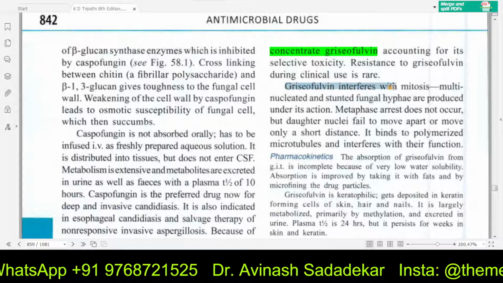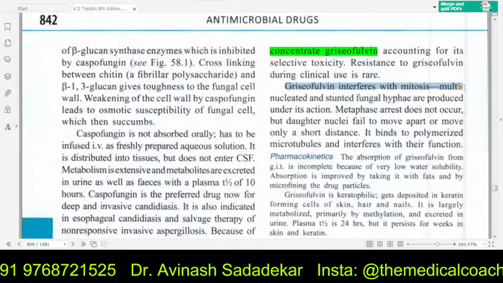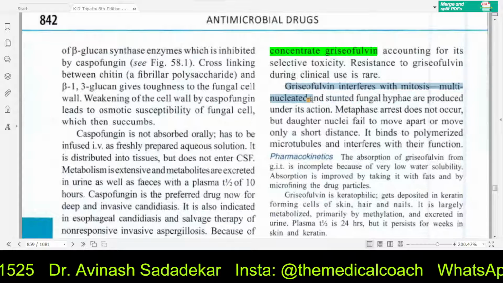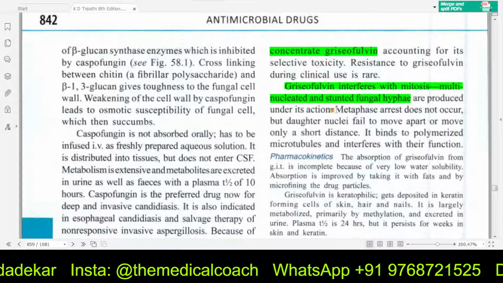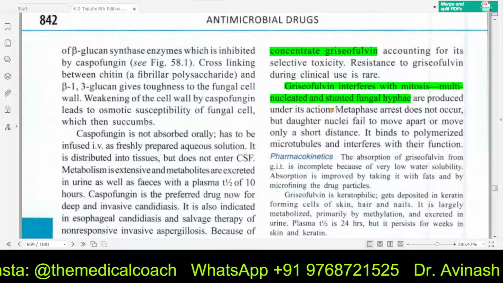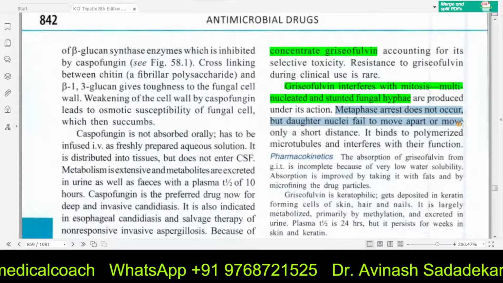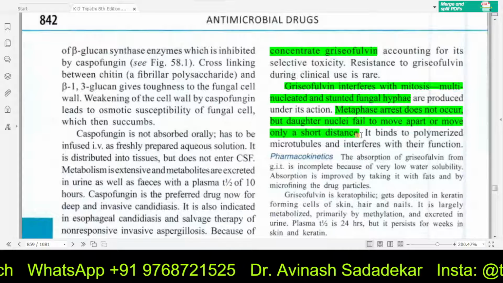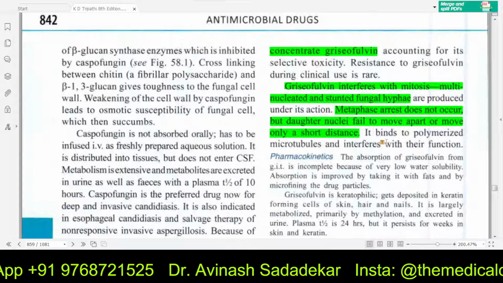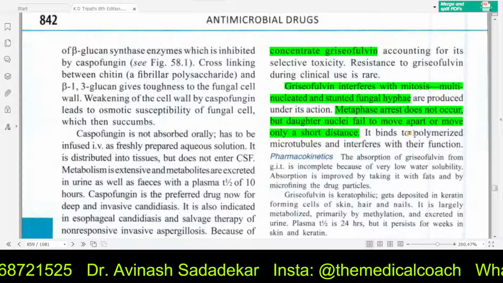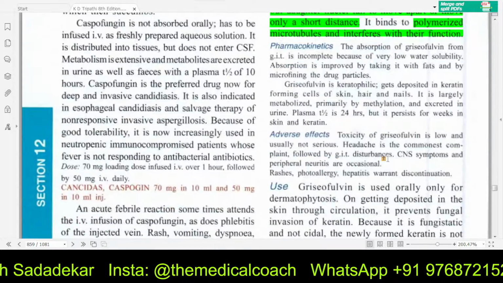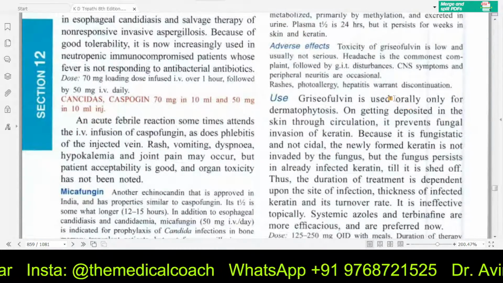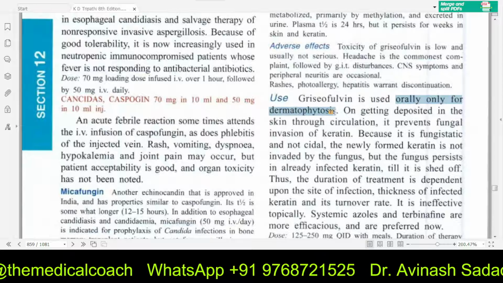So how does griseofulvin work? It interferes with mitosis. Multinucleated and stunted fungal hyphae are produced. Metaphase is not stopped. Daughter nuclei fail to move apart or move only a short distance because of griseofulvin. So the cell division does not take place properly. Probably it interferes with the microtubule formation and its function. And it's used orally only for dermatophytosis.